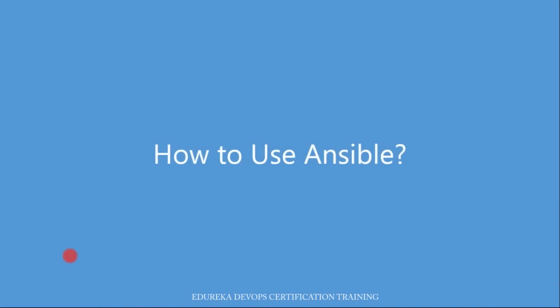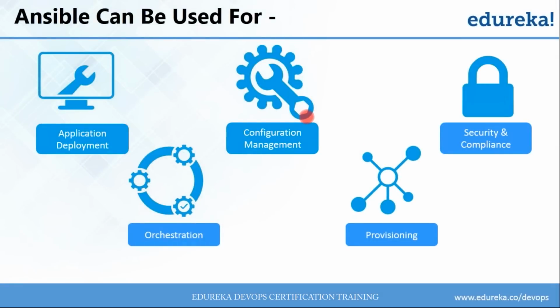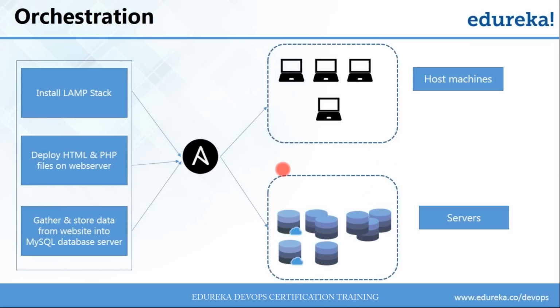So now let us see how to use Ansible and understand its applications. We can use Ansible for application deployment, configuration management, security and compliance, provisioning, and orchestration. Let us take a look at them one by one. First, let us see how we can use Ansible for orchestration. Okay, I've got a question from Mahesh.